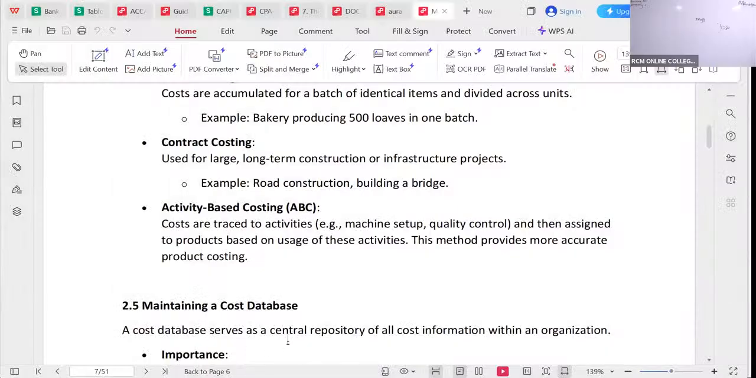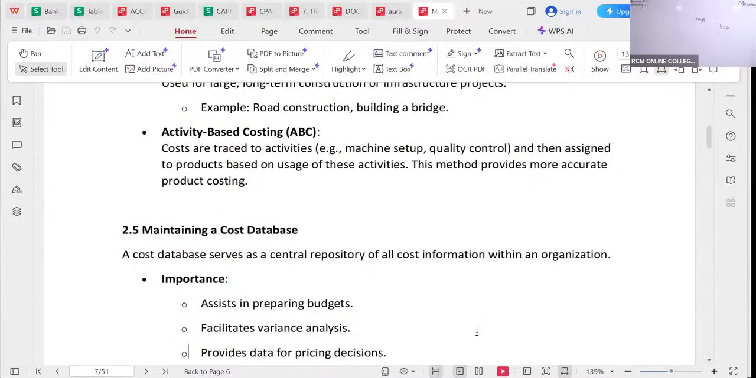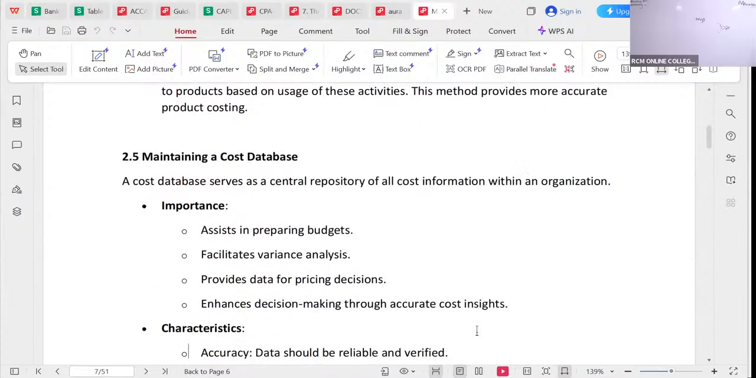A cost database serves as a central repository of all cost information within an organization. The importance: it assists in preparing budgets because you have all the costs, facilitates variance analysis, provides data for pricing decisions, and enhances decision making through accurate cost insights.